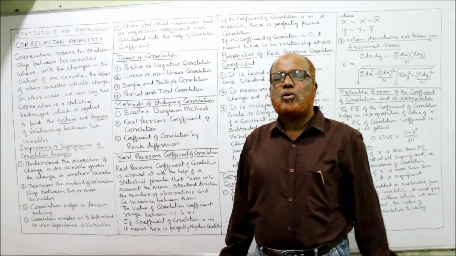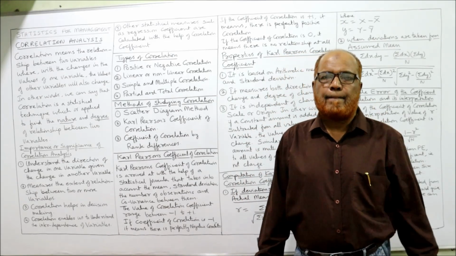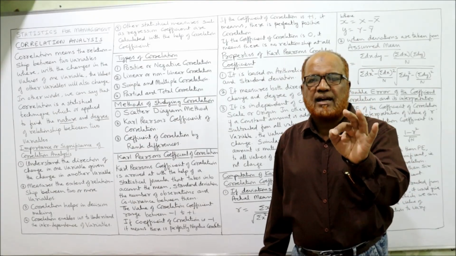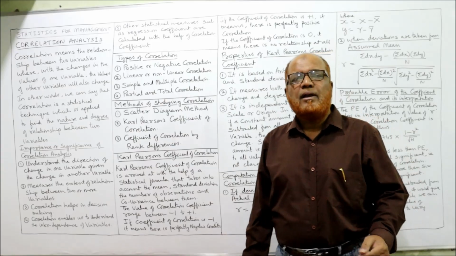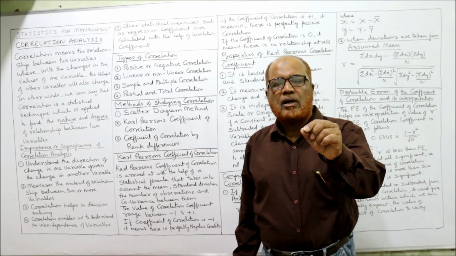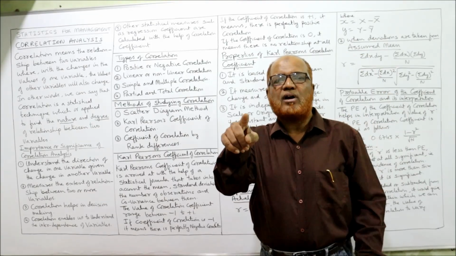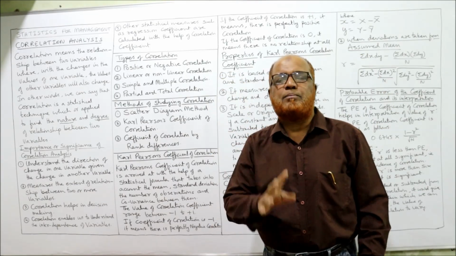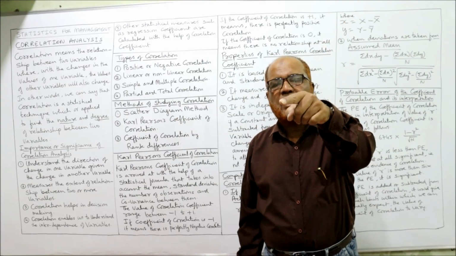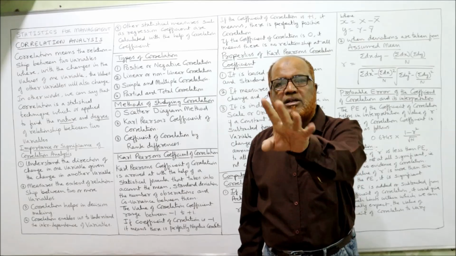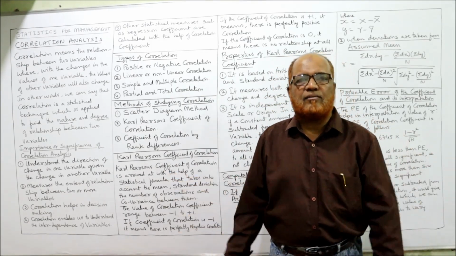What does -1 denote? It denotes perfect negative correlation. For example, if the price of petrol increases by 10%, the demand for cars decreases by 10%. This is called -1. The correlation coefficient will be -1, perfectly negative.